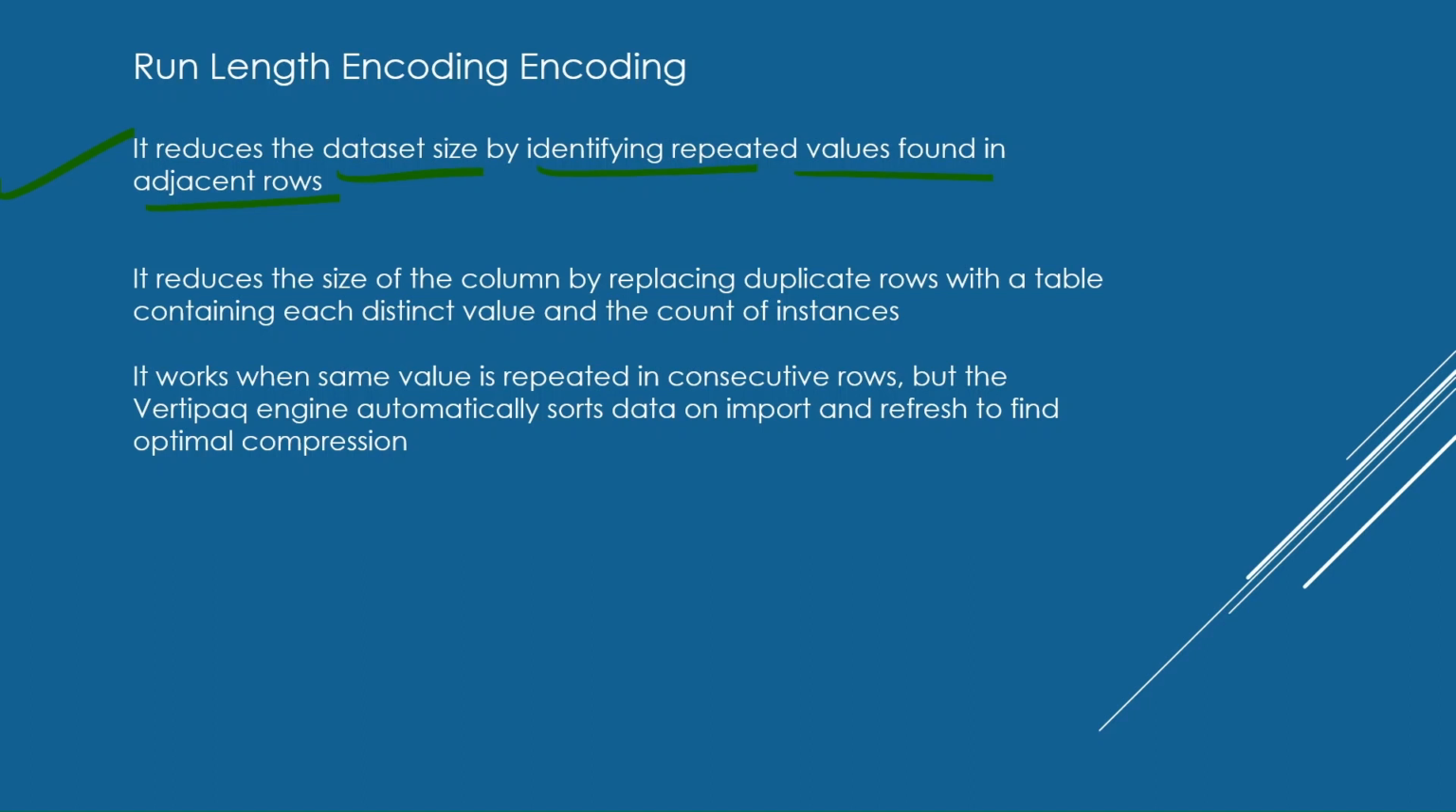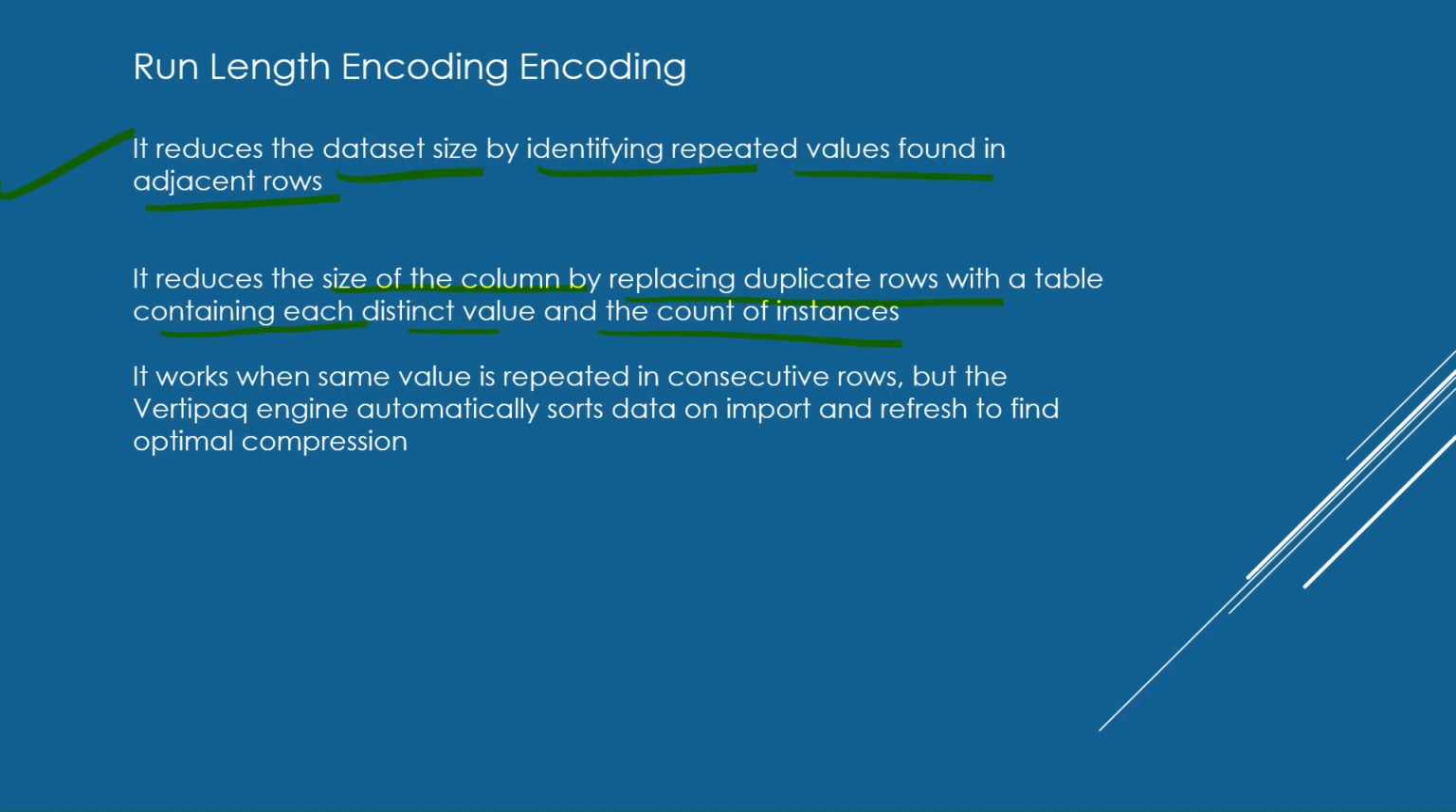It reduces the size of the column by replacing duplicate rows with a table containing each distinct value and the count of the instances. So suppose we have a column, and in that particular column there are a lot of duplicates. How will the run length encoding happen?